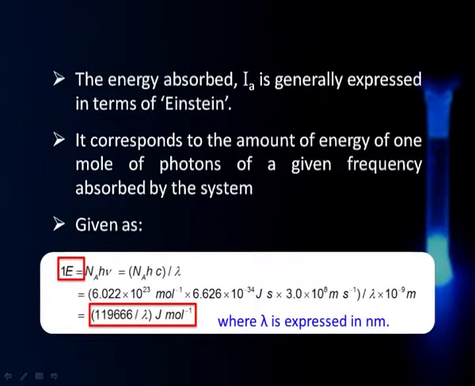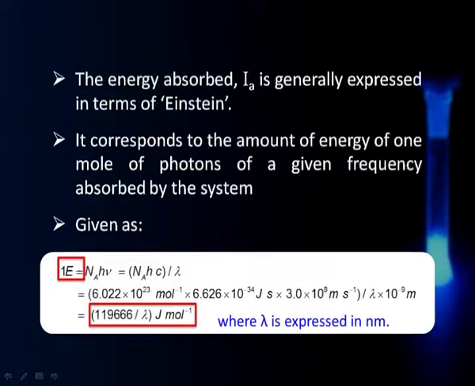That is too small a number. But if I take 1 mole of photons and put them all together, the energy of all of them is referred to as 1 Einstein. Let us see it mathematically. Mathematically, 1 Einstein will be equal to Na, the Avogadro constant, times h nu, where h is Planck's constant and nu is the frequency of radiation, or we can say Na h c by lambda, where lambda is the wavelength of the radiation.